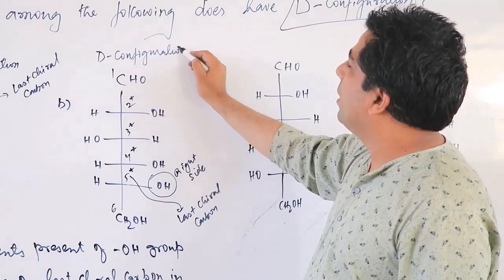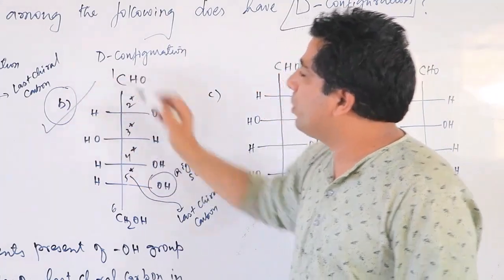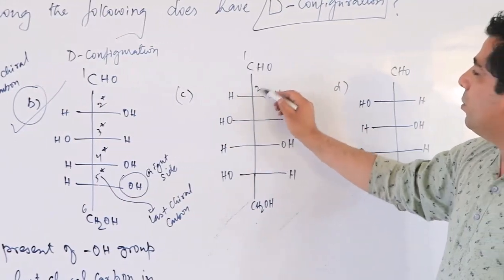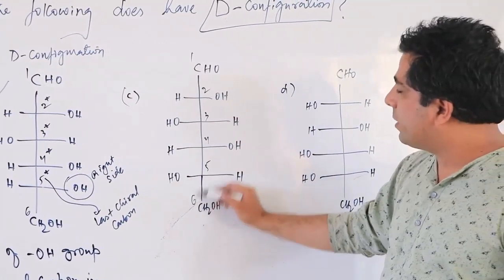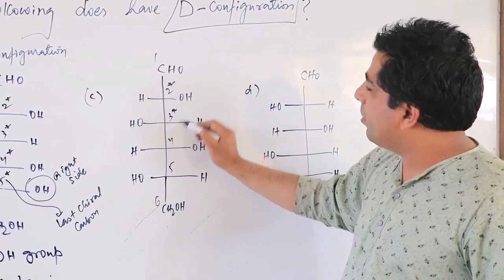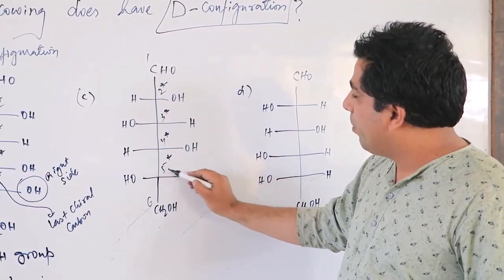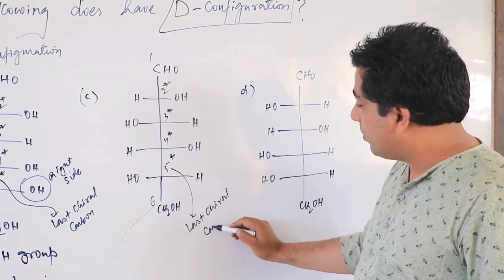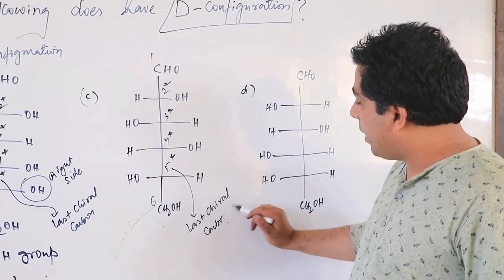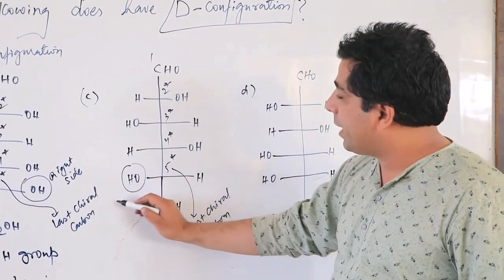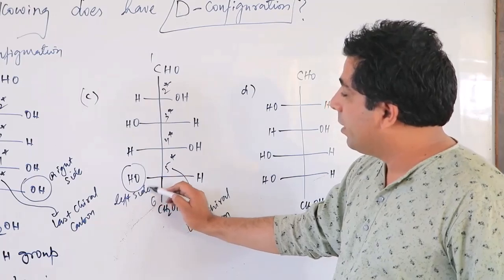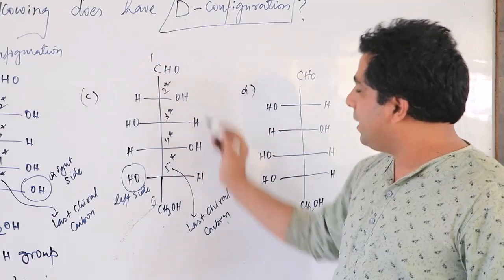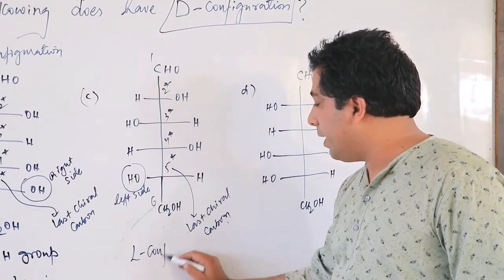So my dear friends, our answer is which option? B option is our answer. Let us go to the C option here. 1, 2, 3, 4, 5 and 6. Second carbon is chiral, third carbon is chiral, fourth is chiral, fifth is chiral. Fifth is our last chiral carbon. And here the last chiral carbon has the OH group on which side? Left side. And when the OH group is present on the left side of the last chiral carbon, we call it L configuration. So this one is our L configuration.